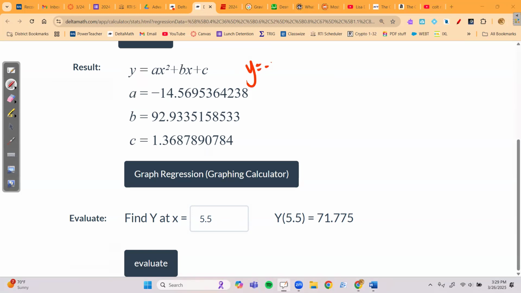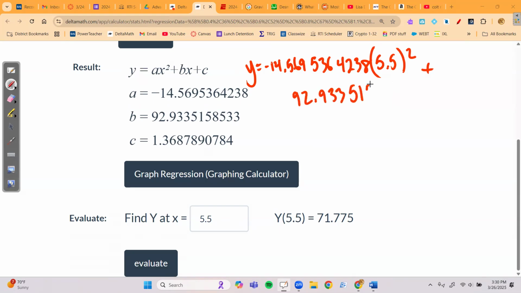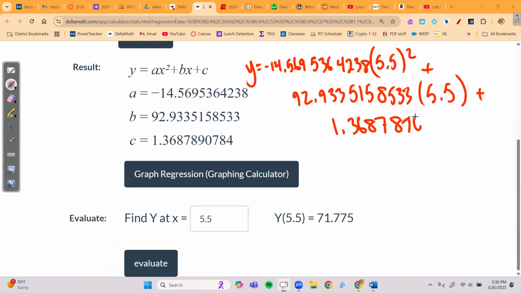Here's the trouble. Delta Math is putting 5.5 into this equation. Y equals negative 14.569536423 times X squared. Are you with me? Plus 92.9335158533 X plus 1.3687890784.